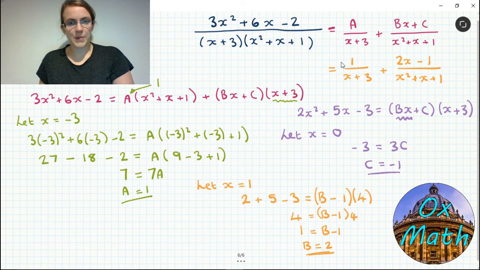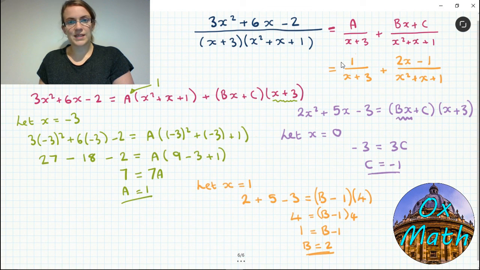So I've covered repeated factors and quadratic factors. So just remember, for repeated factors you need to keep that squared in there. If you have x plus 1 and x plus 1 as your two factors in your compound fraction, you need x plus 1 and then x plus 1 squared in your denominators in your partial fraction.